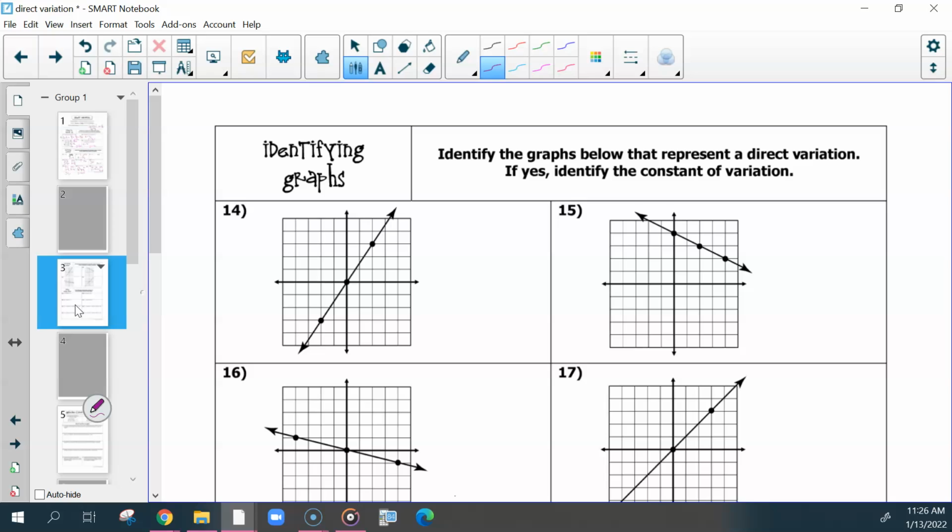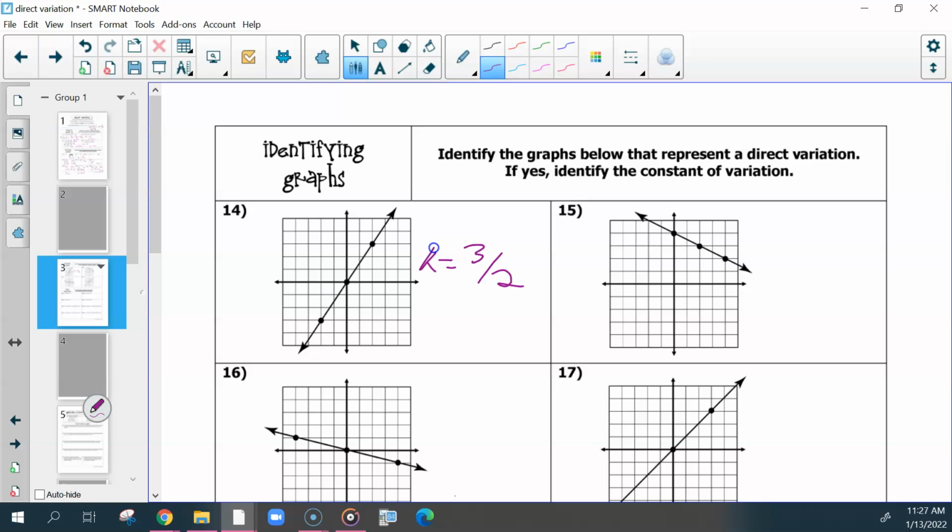Would 14 be a direct variation? Is it a line? Yes. Does it go to the origin, or does it have a y-intercept of 0? Yes. So it would be a direct variation. To find our constant k, remember that's like slope, so you would just count your slope. What would that be? 3/2.